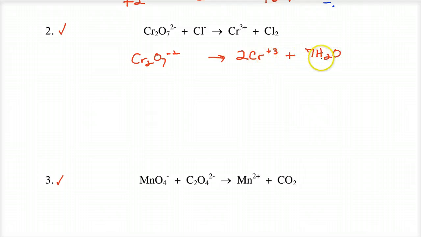Cool, my oxygens are balanced, but now my H's aren't. I have 14 H's on this side. Yep, I'm going to need 14 protons on this side. Okay, everything's balanced except for charge.